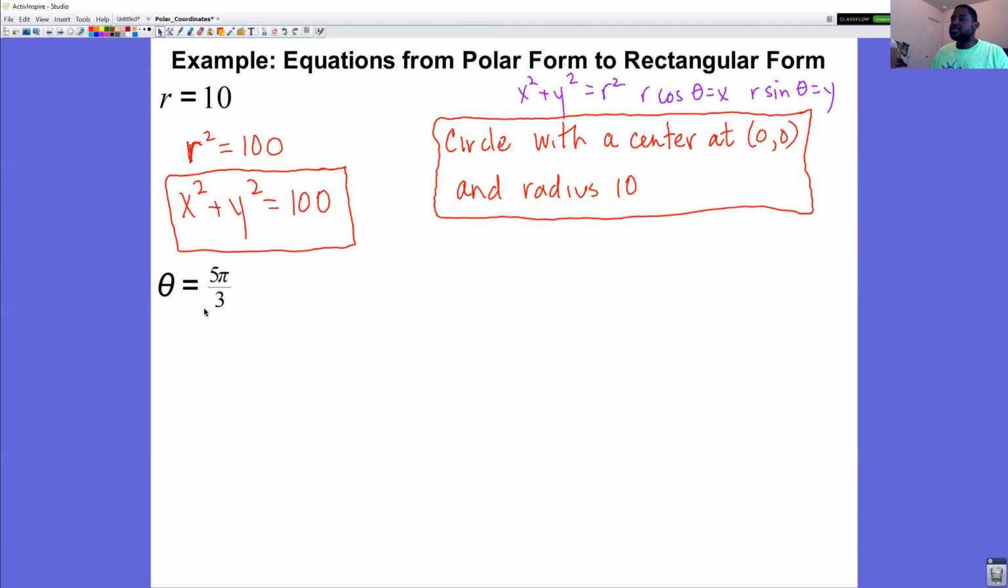All right, let's take a look at this one here. We have theta equals 5 pi over 3. Well, you could utilize these equations here. The issue becomes that you don't know a value of r, okay? So they really won't help you. So anytime they give you an angle, you want to take the tangent of both sides. So let's take the tangent of both sides. So tangent theta equals tangent of 5 pi over 3.